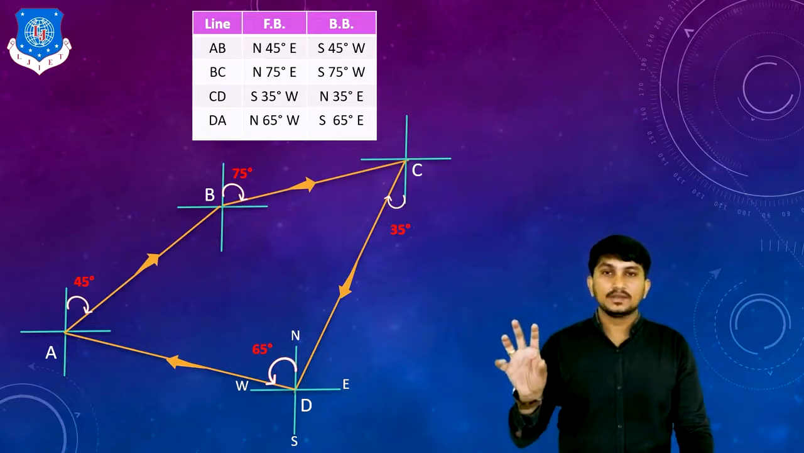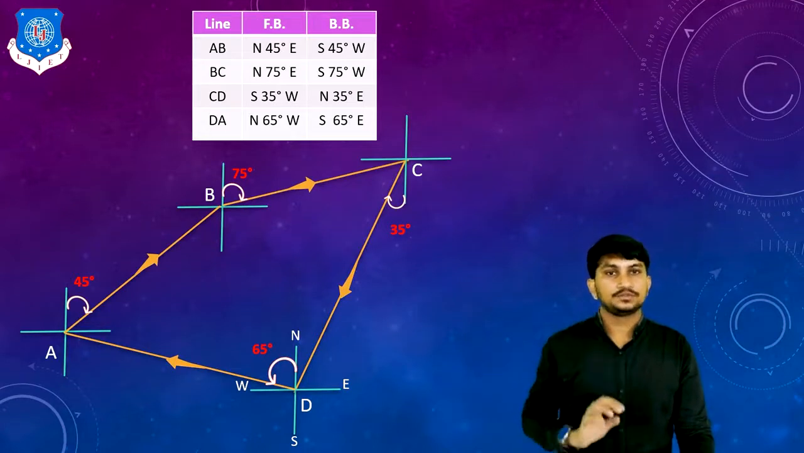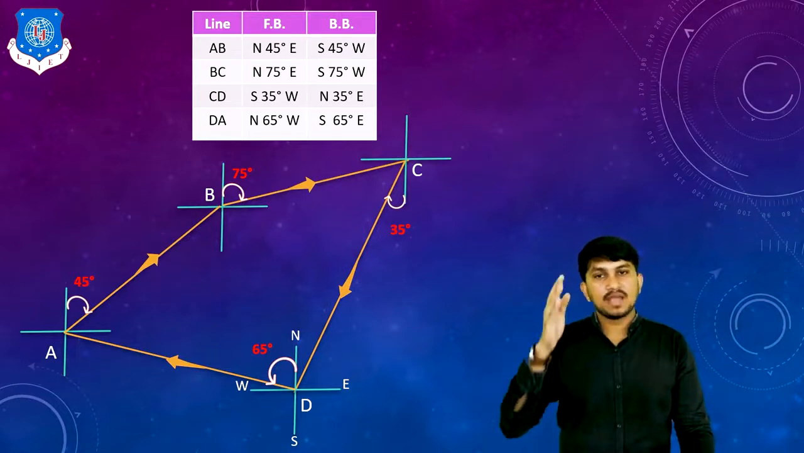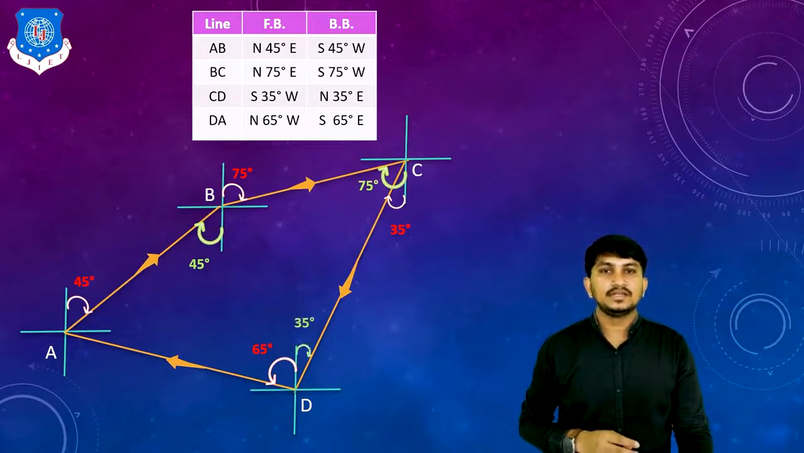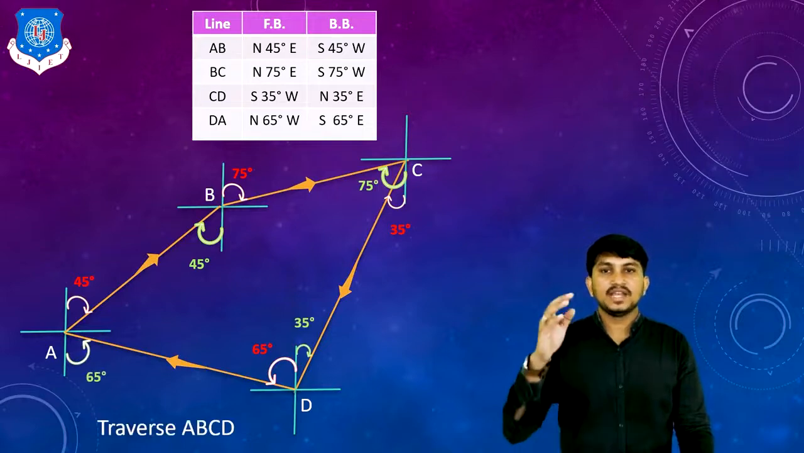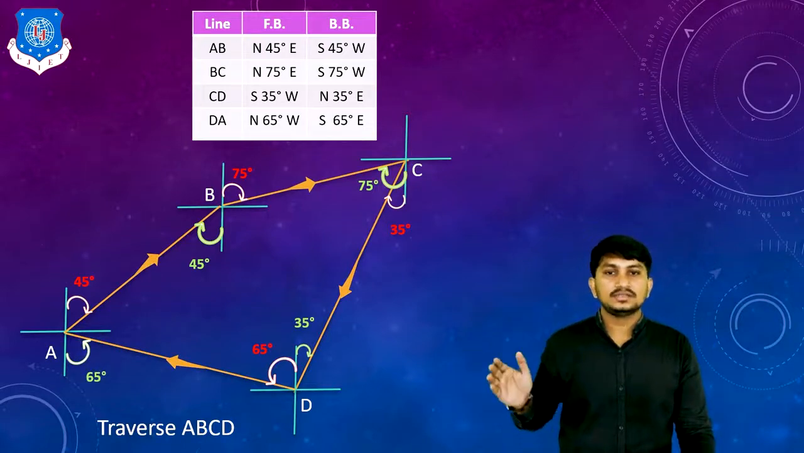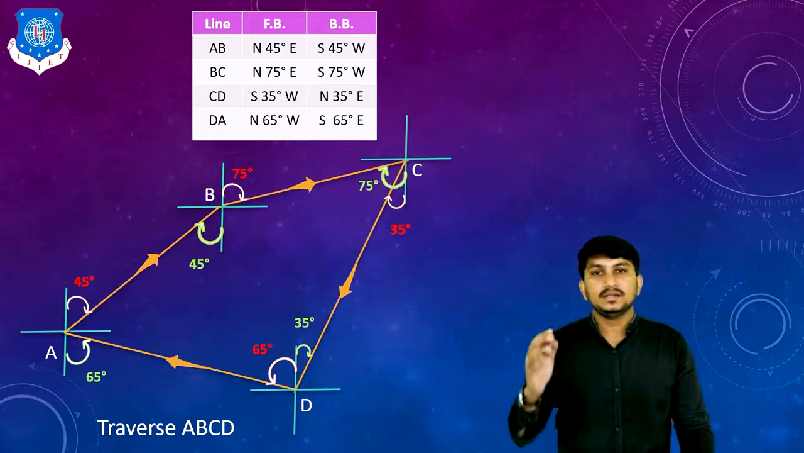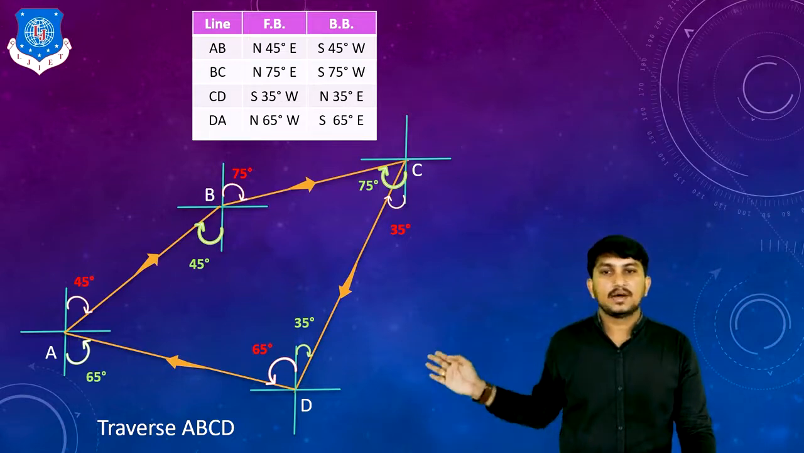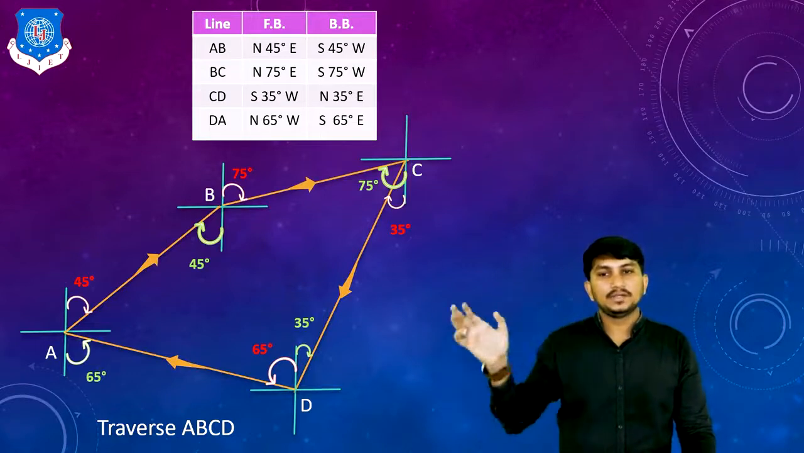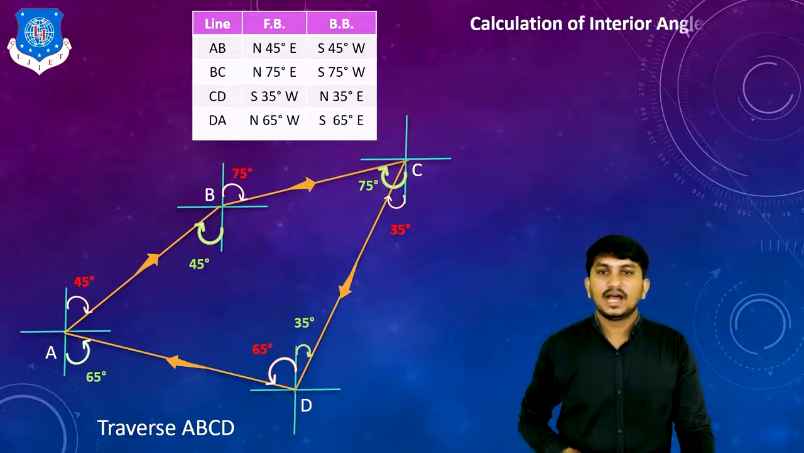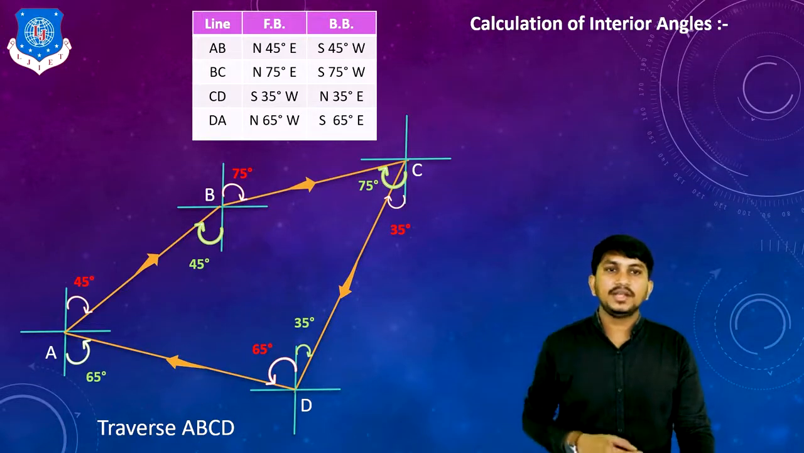After drawing the traverse, we have to input the BB values, or back bearing values, in the traverse. So back bearing of line AB is like this. Back bearing of line BC, south 75 degree west. Back bearing of line CD, north 35 degree east. And back bearing of line DA, south 65 degree east. This is how we complete the traverse ABCD. After drawing the traverse, we can calculate interior angles by using it.